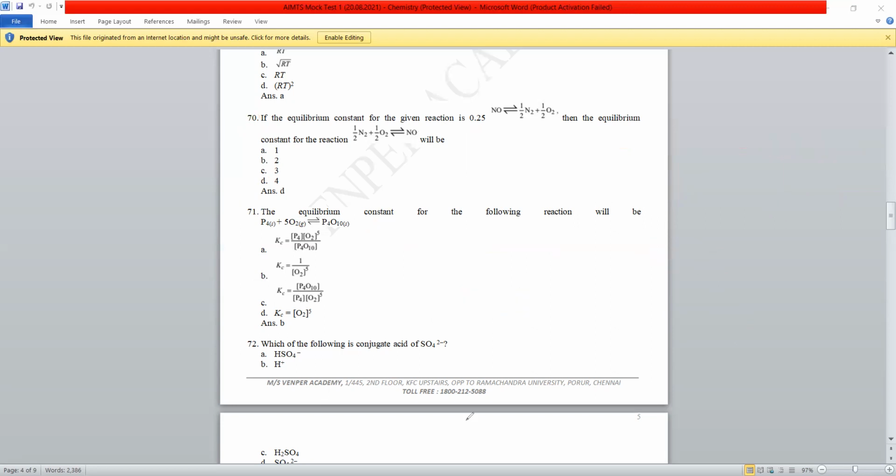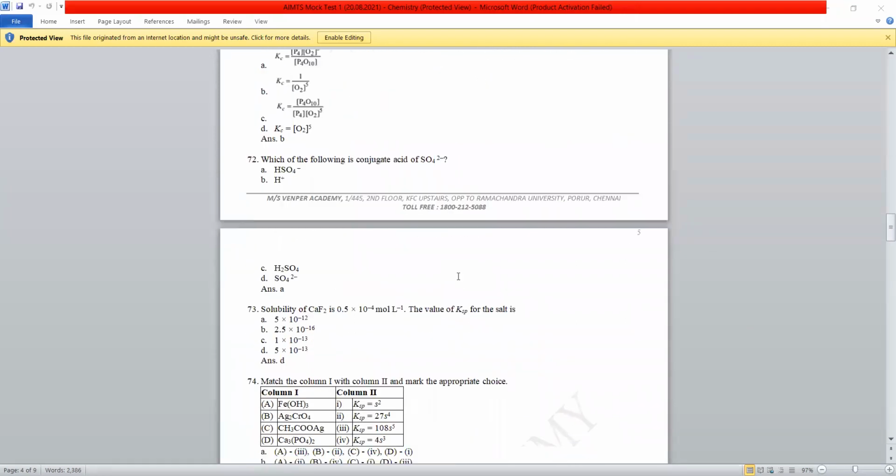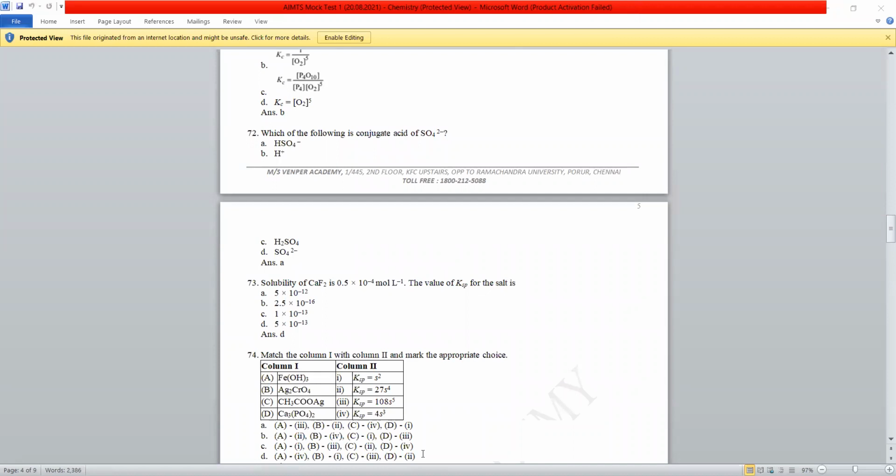Next question, students. Question number 72: which of the following is the conjugate acid of SO4 minus 2? That means SO4 minus 2 is the base, right? On treatment with H plus we get HSO4 minus. This is the base and this is its conjugate acid. So check where it is in the options. Option A is the correct one, students.